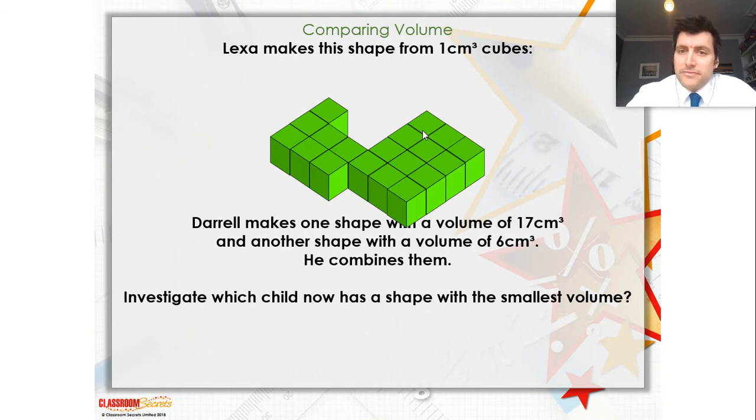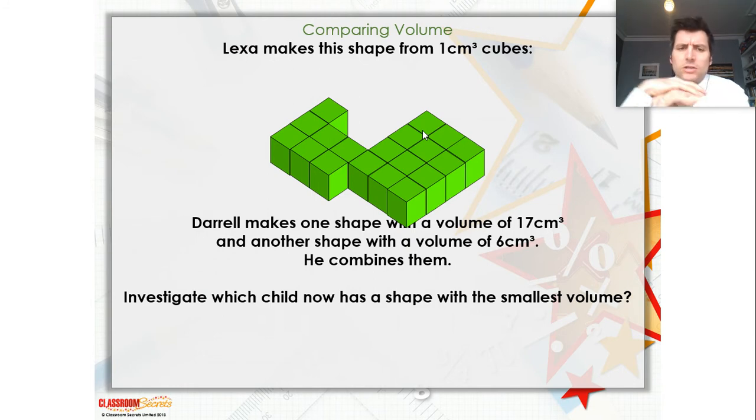Lexi has made this shape, 1 centimeters cubed again. Okay, and Daryl makes a shape with a volume of 17 centimeters cubed and another shape with 6 centimeters cubed, and then he combines them. Okay, who's got the shape with the smallest volume?